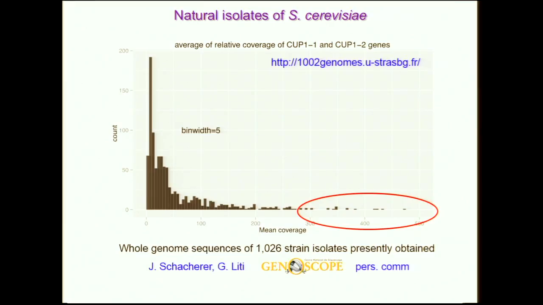Then my colleagues, Liti and Schacherer, have a program of sequencing 1,026 strains of cerevisiae from the wild. These sequences are already done, because I asked them. They looked at the CUP locus and they find a number of CUP copy numbers. Most of the strains have 16 copies, as you might expect. Some have slightly more, and we find a dozen strains which have more than 300 or 400 copies of CUP. So they are naturally exactly the same as the one we have artificially created.